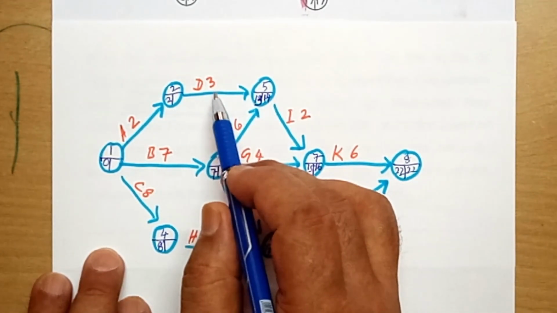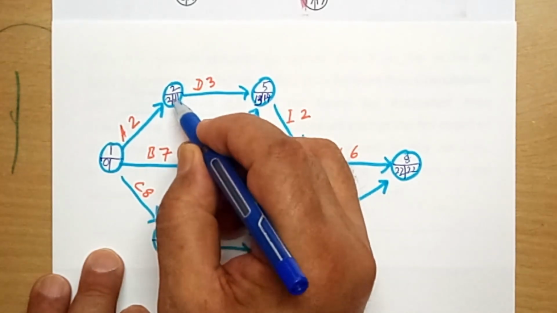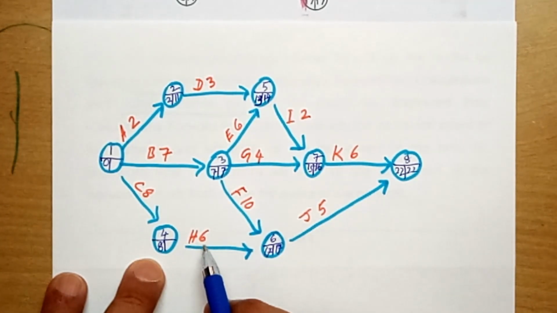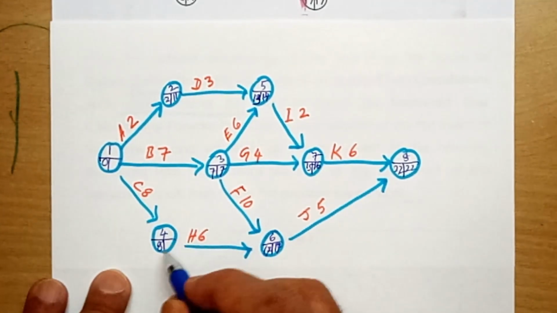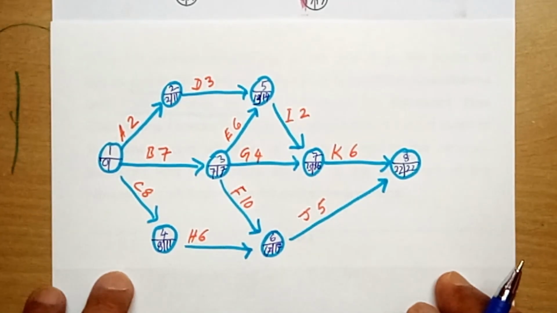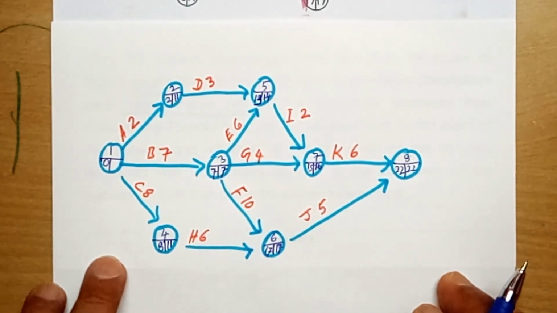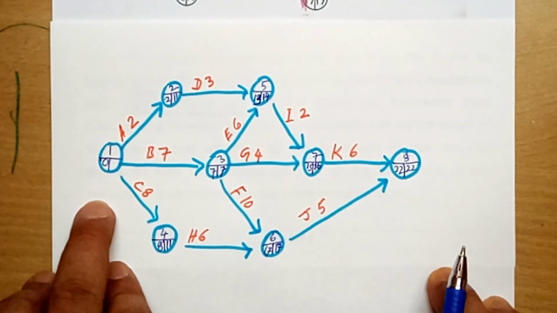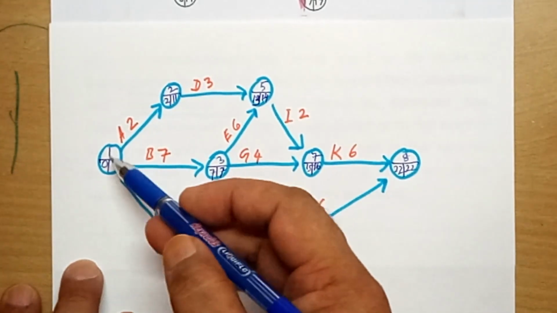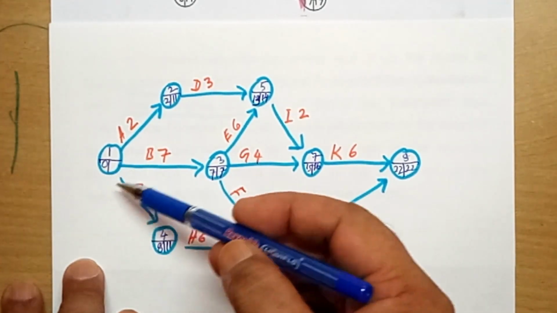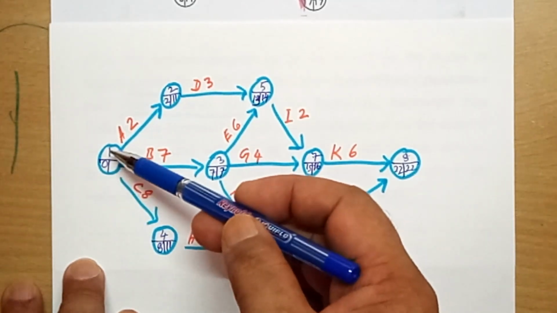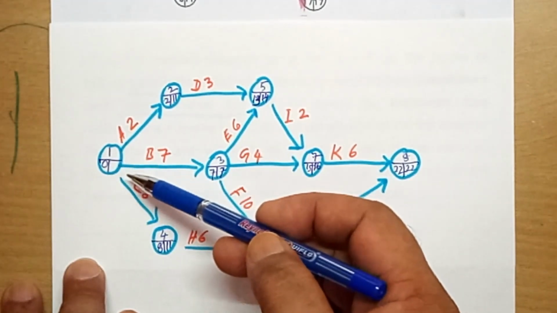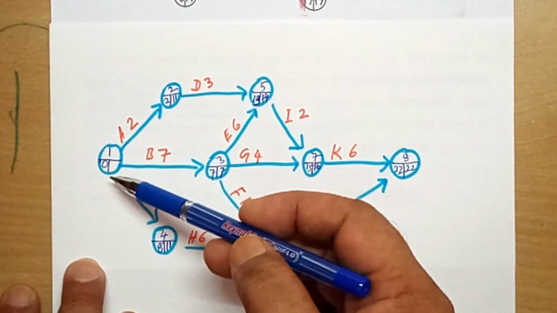Now this node is very simple. 14 minus 3, so obviously 11 is the latest finish for this node. And for this node also, 17 minus 6 is again 11, the latest finish of this node. And again you have a situation of having more than one latest finish for this node. Why? This is again a burst node, for which you have a number of latest finish values.